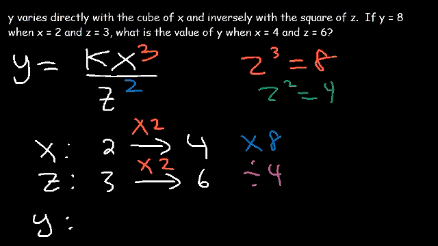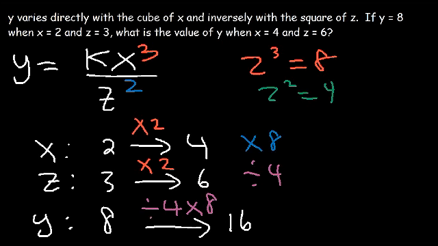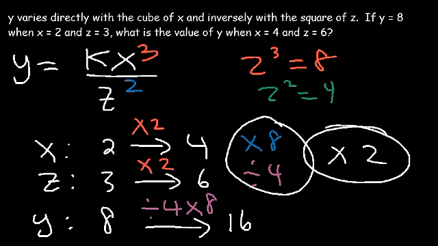So the y value is currently 8. So we're going to divide it first by 4 and then multiply it by 8. If you multiply it by 8 and then divide it by 4 later, it's going to be the same thing. But it's better to divide first then multiply. 8 divided by 4 is 2. 2 times 8 is 16. So the net effect is we're multiplying y by 2. Because if you times 8 and then divide by 4, 8 divided by 4 is a net increase of a factor of 2. So the final answer should be 16.